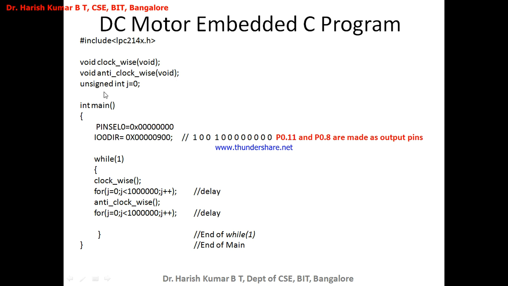And I have one global variable, unsigned int j is equal to 0, and I'm using this for looping purposes, because here I have to specify the delay. Just to give the delay, I'll be using this variable j, and initially it is initialized to 0 and made a global variable. That means I can use this variable j inside my main function, and in my user defined function clockwise and user defined function anti-clockwise.